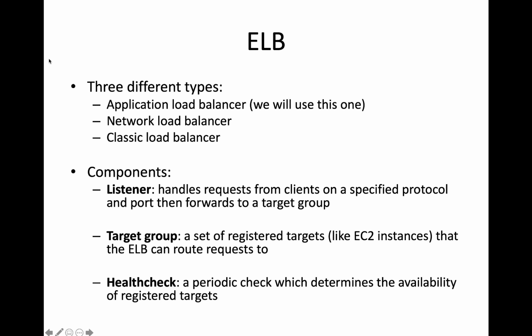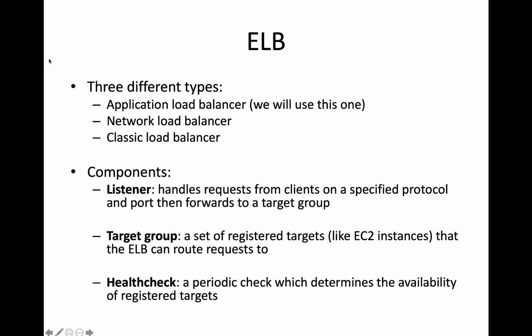And then the third type of load balancer is what we call the classic load balancer. The classic load balancer was the original ELB type that AWS launched back in the day. And for a long time, it was the only type of load balancer which was available. It can do things that both the application load balancer and network load balancer can do.